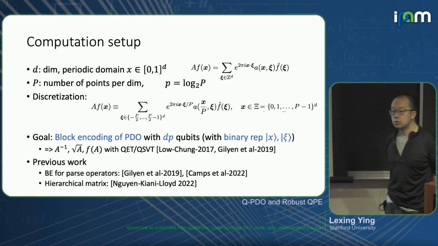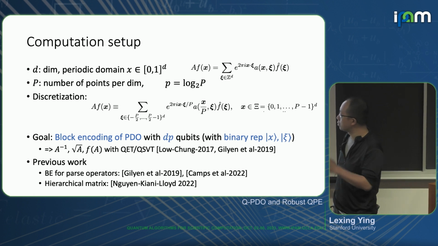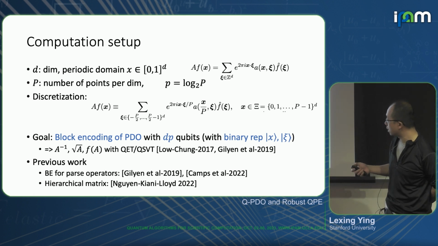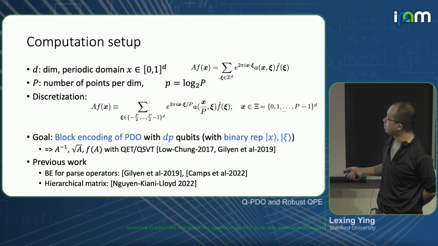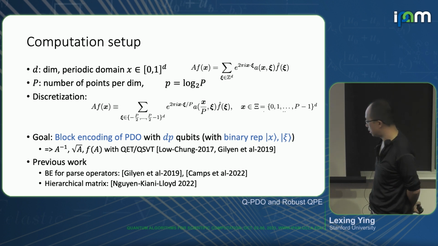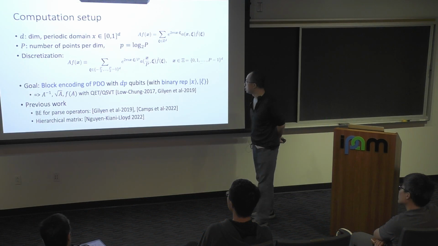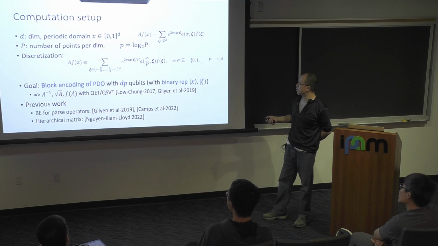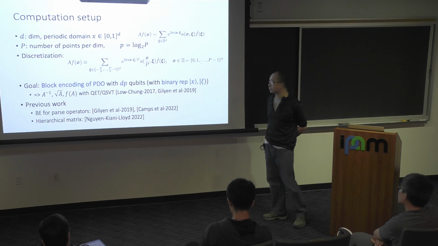So our goal here is to do a block encoding of the pseudo-differential operator with a certain number of qubits. The number of qubits we're going to use is d times p, because in every dimension we have capital P points, so we need p qubits to represent the grid discretization in each dimension. We have d different dimensions, so the natural number is d times p, plus some ancillary qubits. Here we use the standard binary expansion for x and ξ, because if capital P is 2 to the power p, this is perfectly represented by a binary expansion.